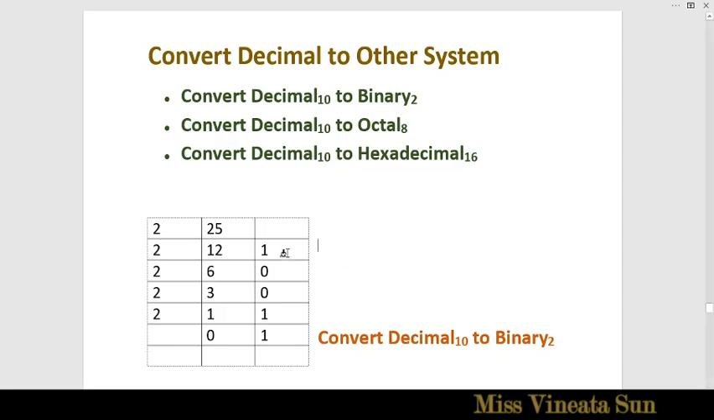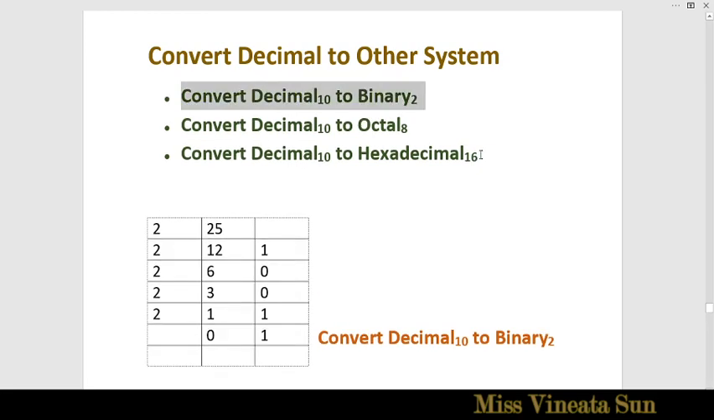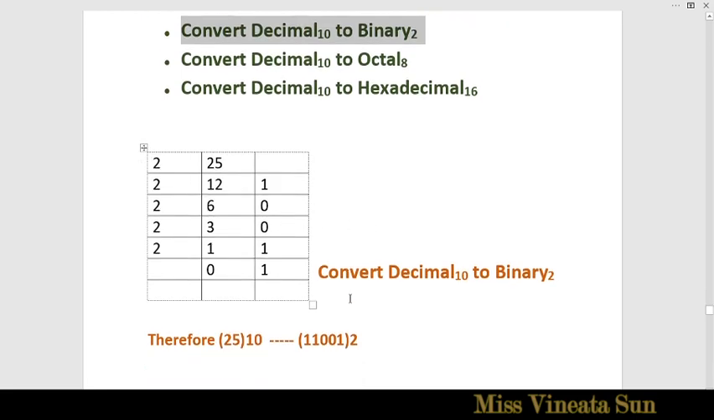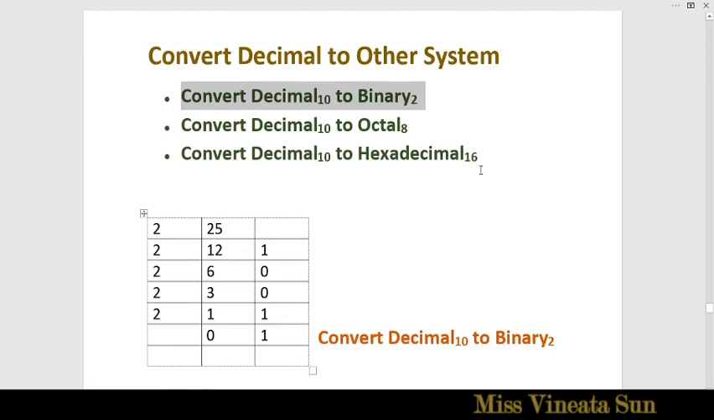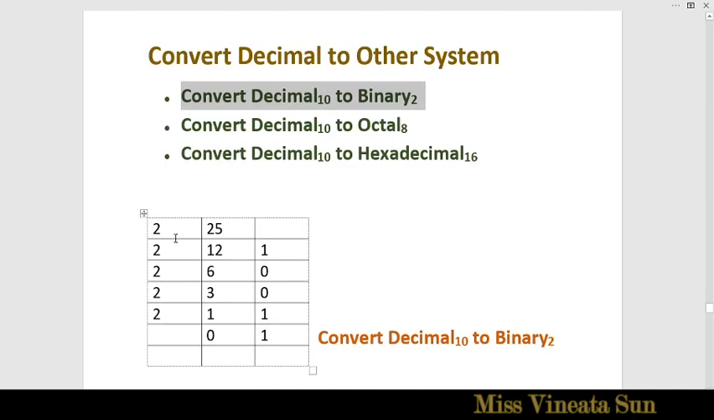We have already seen how we could convert decimal to binary, and this is how we did it in the previous video class. Now if you have to convert to octal or hexadecimal, you will do the same. You can always apply the same technique when you convert decimal to any other system. When I say other system, it would mean binary, octal, or hexadecimal.